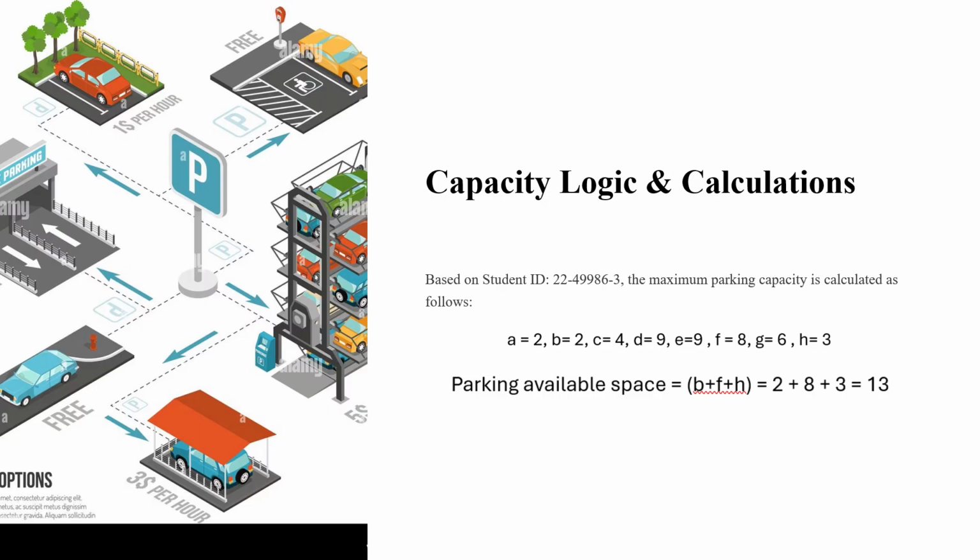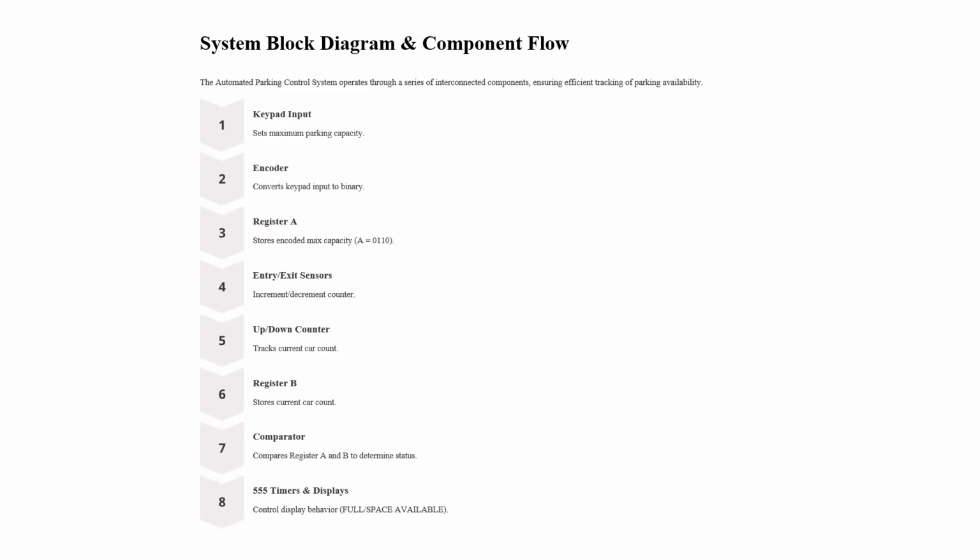The capacity, logic and calculation are taken from my student ID. We have taken all the numbers of my student ID as A, B, C, all of the alphabets. The parking available space we got is 13.